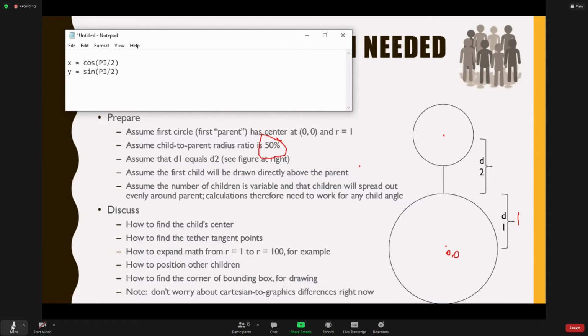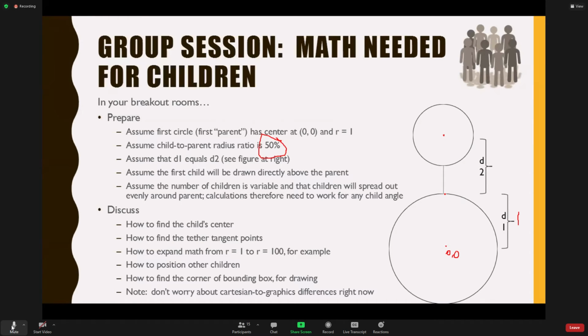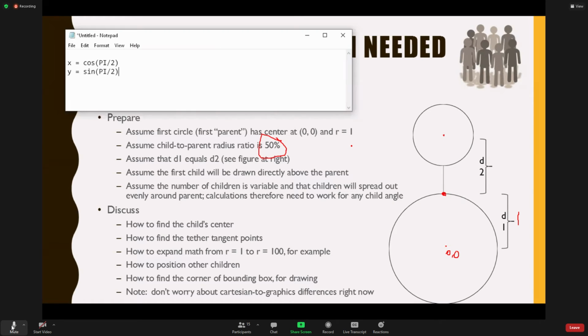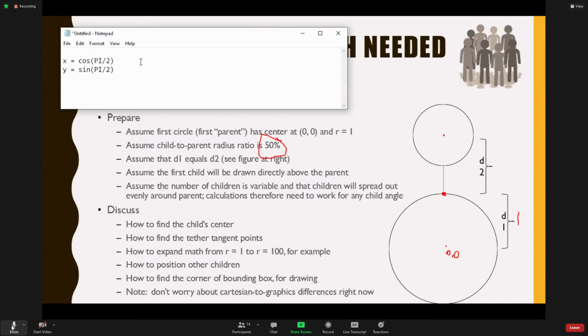And what does that actually get us? That gets us to here, right? In a unit circle, these two things are going to find the x and y coordinates of the tangent point that we're interested in. So what do we have to do now to get it to extend up? Double it. Multiply by what? Right, we're going to have to multiply by the radius of the parent, right? Parent radius.